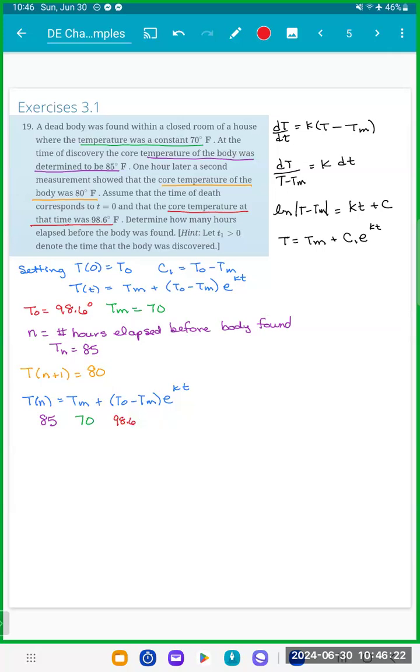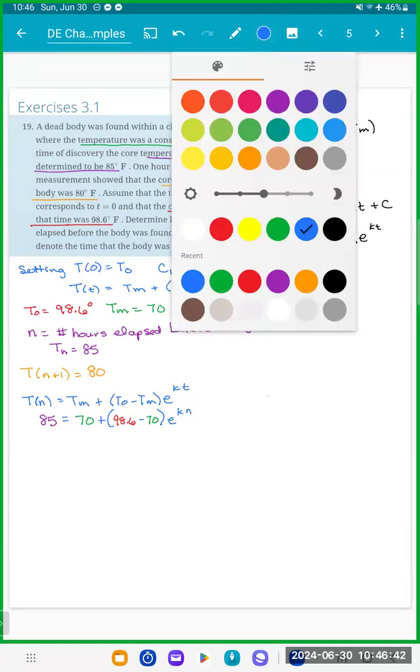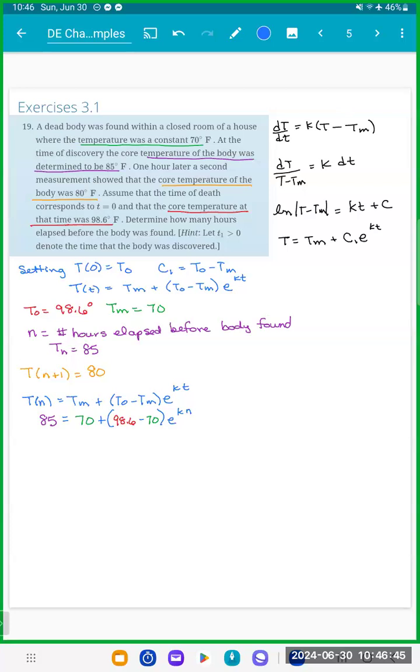I'm going to scoot this over just a little. Fill in with the blue. We have our equal sign here, our plus sign here, and then e to the k, and our time t is now just n. If we simplify this down as much as we can, we end up getting 28.6 e to the kn is equal to 15.